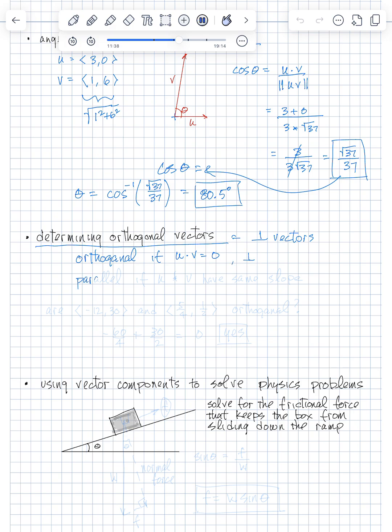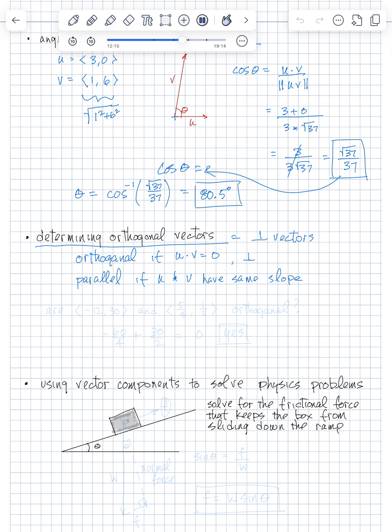Parallel, if u and v have the same slope. And it's neither orthogonal or parallel if it's neither of these cases. So you have orthogonal, parallel, or neither.